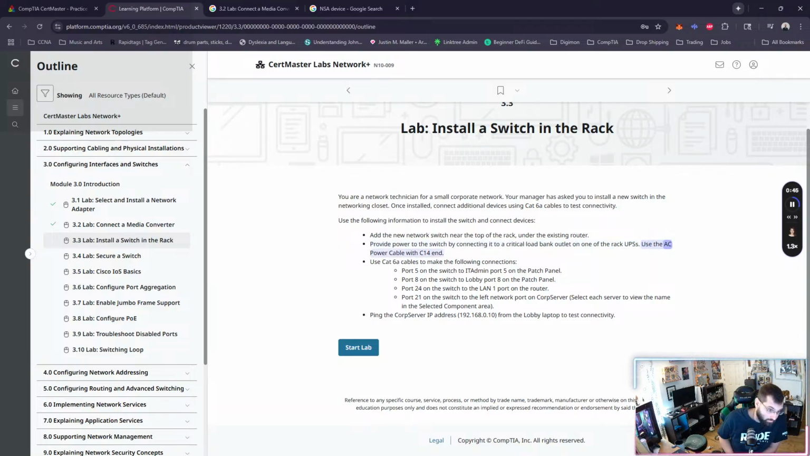Use the AC power cable with C14 end. Use Cat6A cables to make the following connections. Port 5 on the switch to Itadmin, port 5 on the patch panel. Port 8 on the switch to lobby, port 8 on the patch panel. Port 24 on the switch to the LAN 1 port on the router. Port 21 on the switch to the left network port on Corp server. Select each server to view the name in the selected component area. And then we need a ping. Okay.